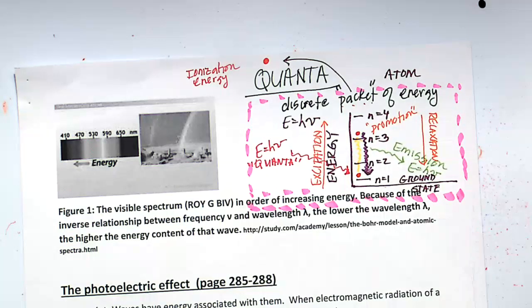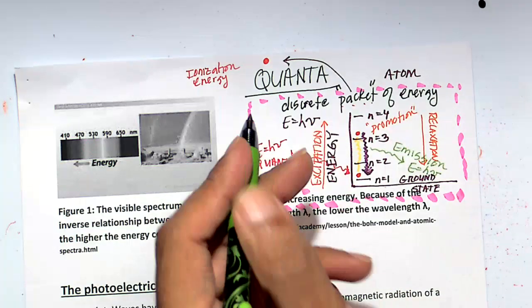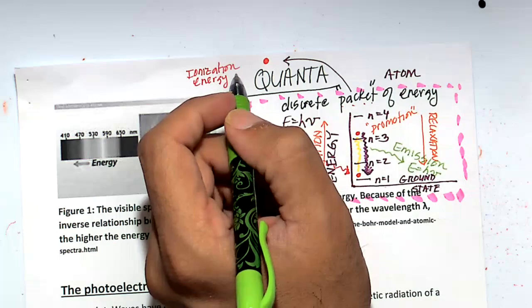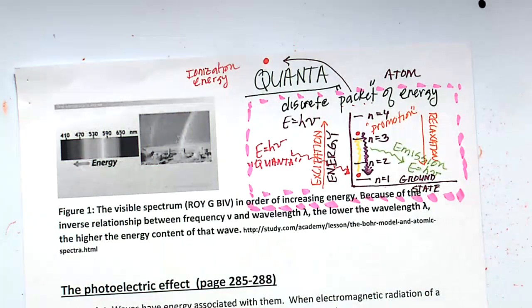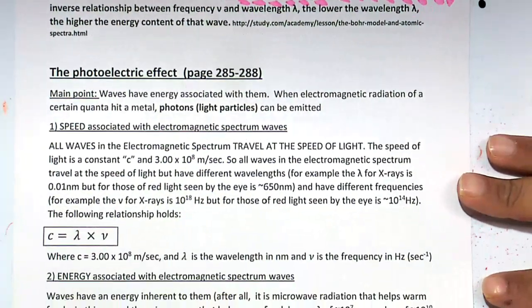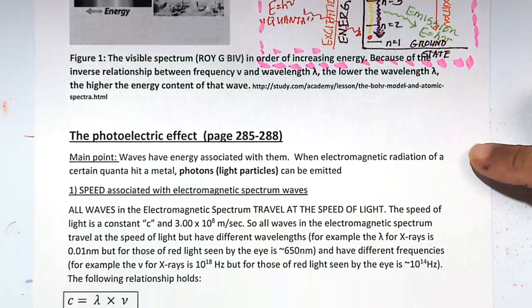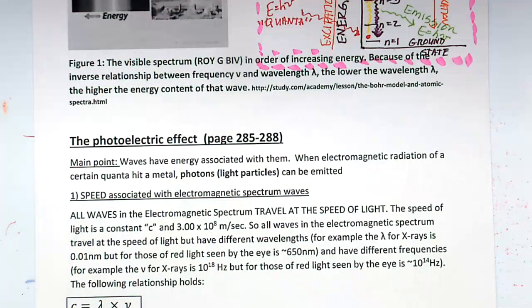Now, with enough energy, we can kick the electron out of the atom, and that's called ionization energy. We're not talking about that here. So this whole thing I just described is called the photoelectric effect. The idea of excitation, relaxation, photoelectric effect.